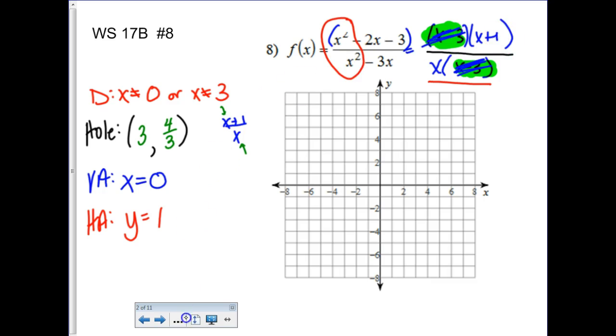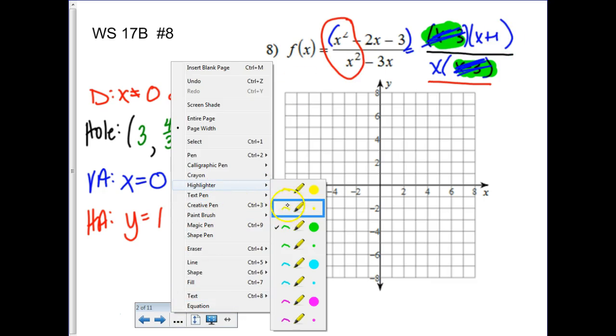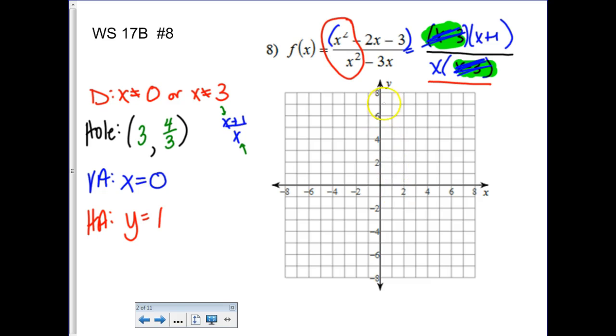So if I was graphing this, I would take a highlighter, and I would graph the vertical asymptote at 0, the horizontal asymptote at 1. I'm going to make a ridiculously exaggerated open circle at (3, 4/3). So (3, 4/3), remember 4/3 is like 1.3 repeating. So totally like right here. The open circle takes up the entire block, but whatever, you get the idea.